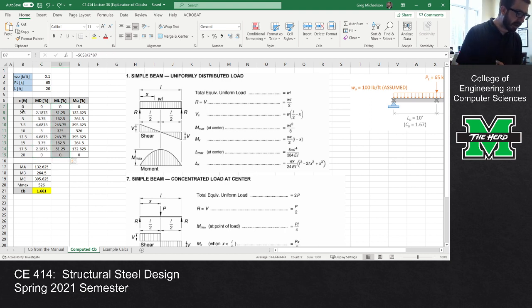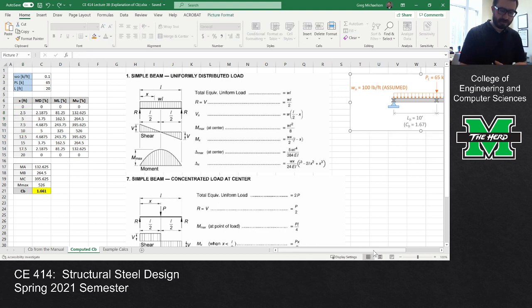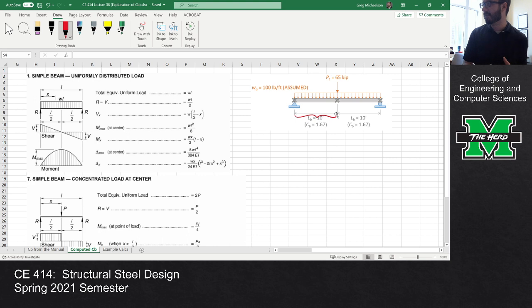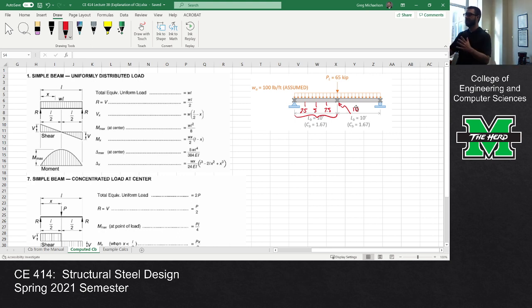Now what I'm doing is I'm doing this at every 2.5 feet, because here's your beam, and if I wanted to compute CB for a given segment, let's take this segment. What I need is the moments at the quarter points, so at 2.5, 5, and 7.5 feet, and then I need M max, which just by observation is right here. So I need moments at every 2.5 feet. That's why I reported it like this.